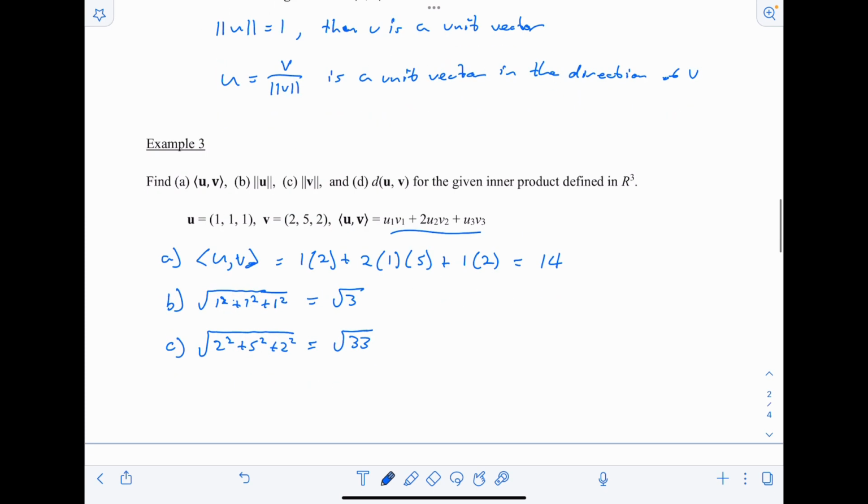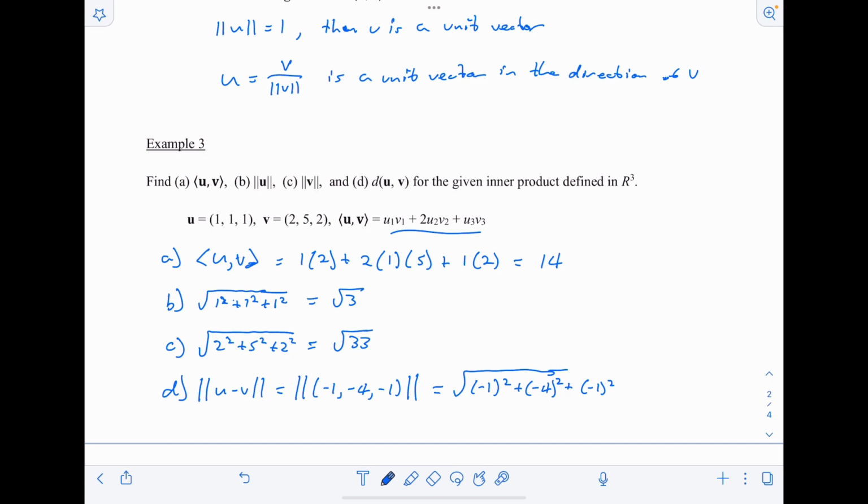And then finally D, find the distance from U to V. So remember, this is the magnitude of U minus V, which in this case is going to be the magnitude of, taking u minus v is going to be -1, -4, -1. So then we've got -1 squared plus -4 squared plus -1 squared is 16, 17, 18. So the square root of 18 for that distance between the two vectors. So again, mathematically, nothing changes, same ideas as before.